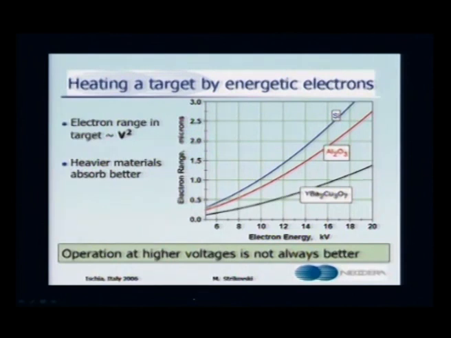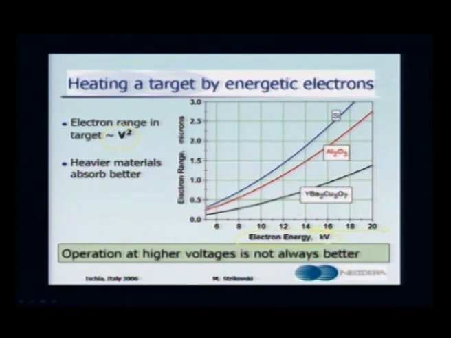For example, the electron range, which is a function of V square, if you plot it as a function of the electron beam energy, you can keep on varying. As you would see, operation at higher voltages is not favored. So anything beyond 14 kV, although it can be done, it is recommended that we do not strain the instrument by operating at very high voltages.